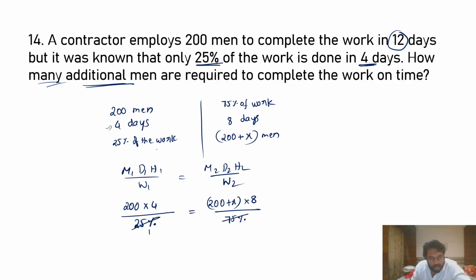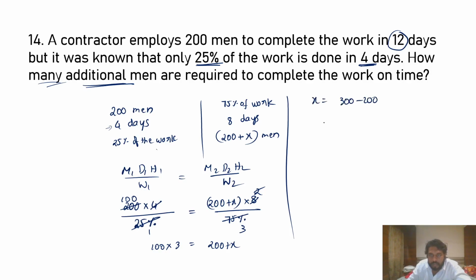25 ones, 25 threes, sorry guys, 25 ones, 25 three times. Now 4 ones, 4 twos, 2 ones, 2 hundreds. So 100 times 3 equals 200 plus X. So X would be 300 minus 200, which is 100 men. That's it, guys. I hope you understand this.